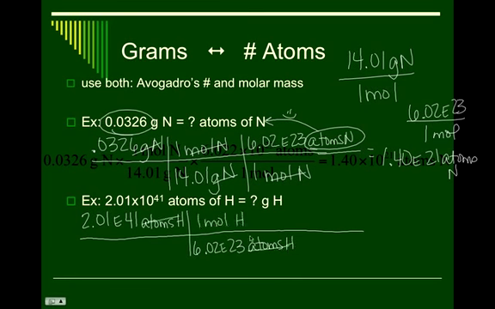Well, atoms cancel, and now I'm in moles. I don't want to be in moles. I want to be in grams. So one more step. Moles is on top, so moles goes on bottom over here. 1 mole of hydrogen, look on the periodic table, has a mass of 1.01 grams. And plug that into your calculator, and you get 3.37 times 10 to the 17 grams.